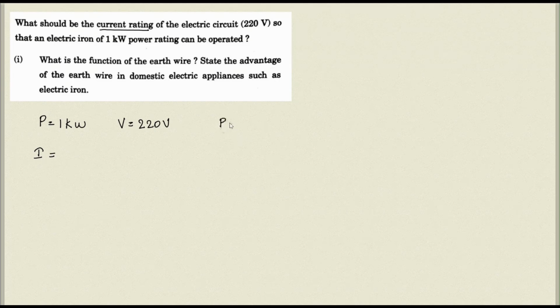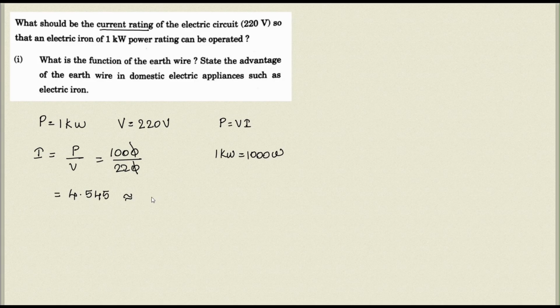What equation can we use here? P is equal to V into I. Yes, so I will be equal to P by V relation can be used. Now here power is given in kilowatt. First you have to convert kilowatt to watt. Why? Because current is measured in amperes. That is the SI unit. So 1 kilowatt is equal to 1000 watt. Substituting that, we get 1000 watt divided by 220 volt. Simplifying it, we will be getting 4.545, which can be approximated to 4.5 ampere. Yes, 4.5 ampere is the current rating of this particular electric iron.